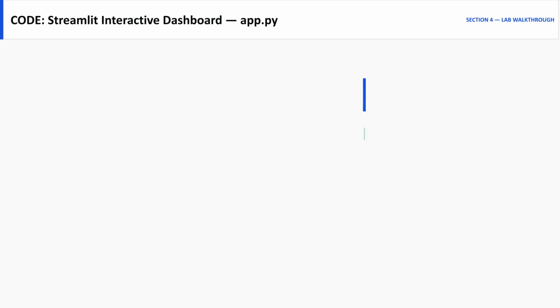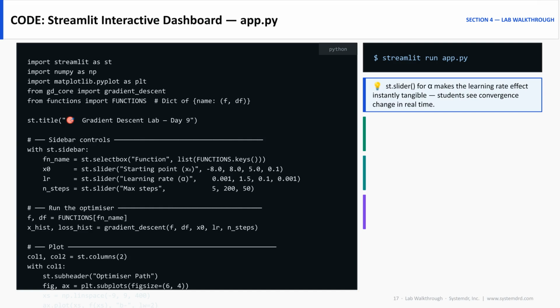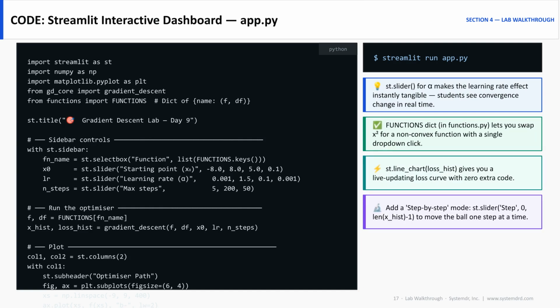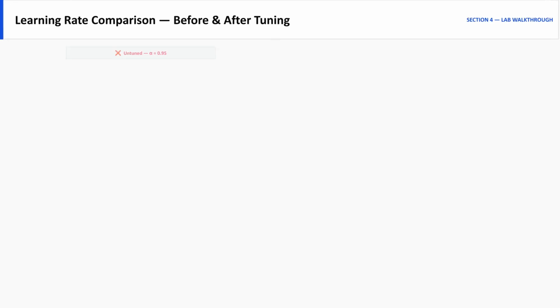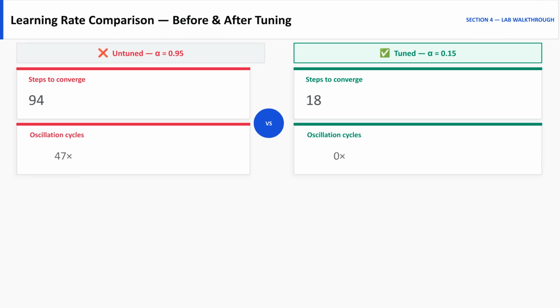The Streamlit dashboard, implemented in app.py, provides interactive controls. The slider function is used for tuning hyperparameters like the learning rate, enabling real-time experimentation. The application runs using the command "streamlit run app.py". Tuning the learning rate dramatically improves convergence.